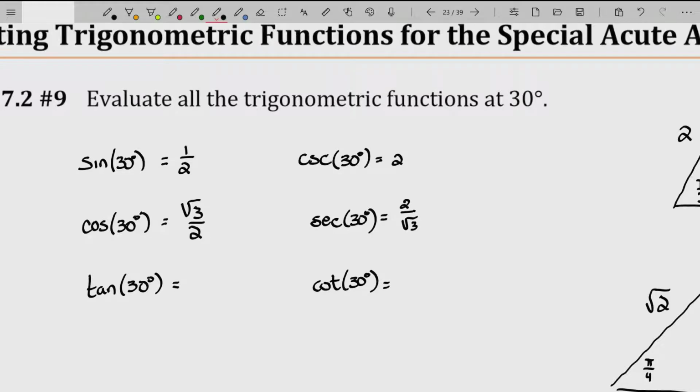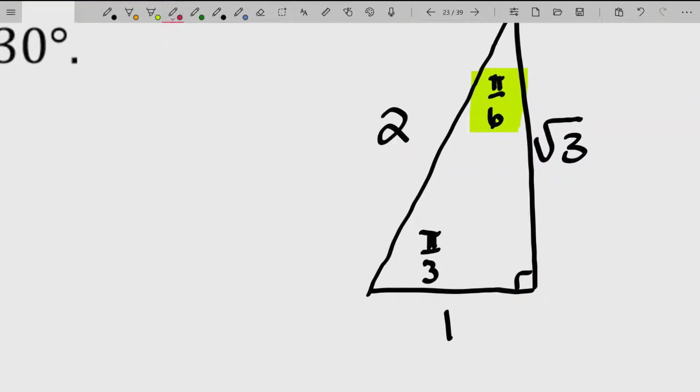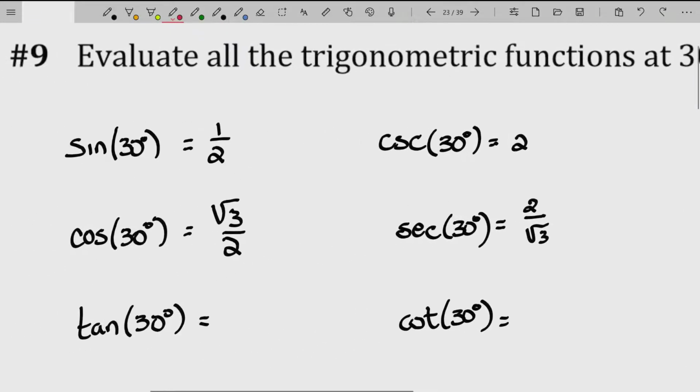And finally, the tangent of 30 degrees, that's going to be opposite over adjacent, 1 over root 3. So let's go ahead and write that in here. 1 over root 3. And of course, cotangent is the reciprocal of that, root 3 over 1.